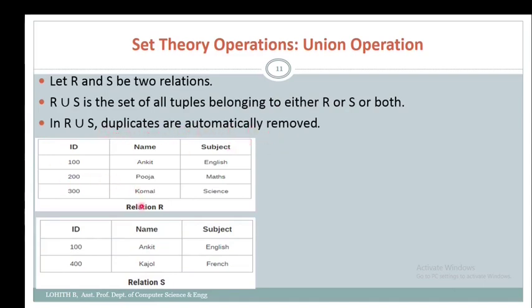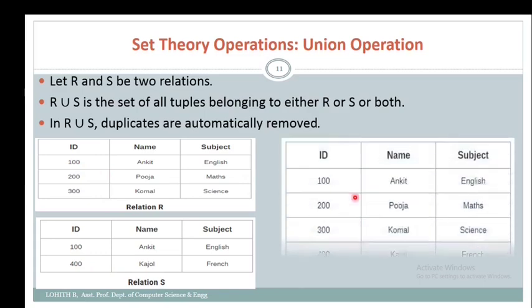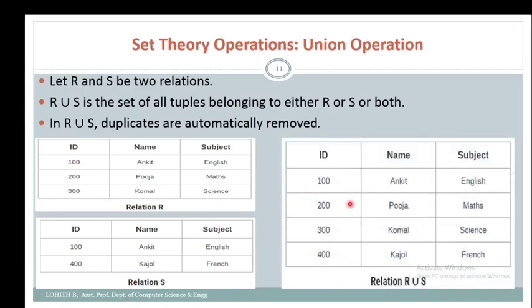You can see here the IDs of R are 100, 200 and 300, and the IDs of S are 100 and 400. Here you can clearly see that 100 is a duplicate. So in the final result of the union operation, the duplicate values are removed, and we only have 100, 200, 300 and 400.